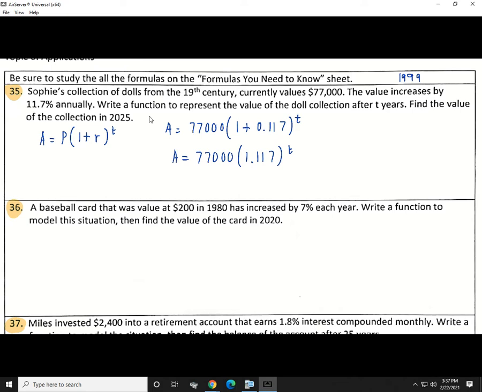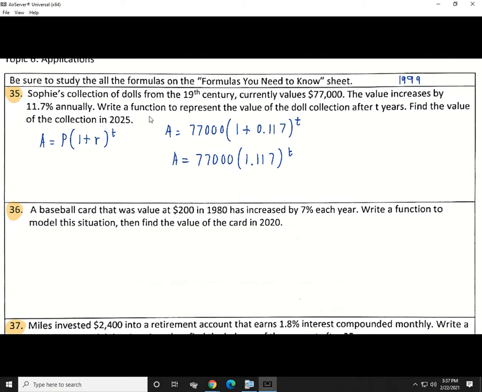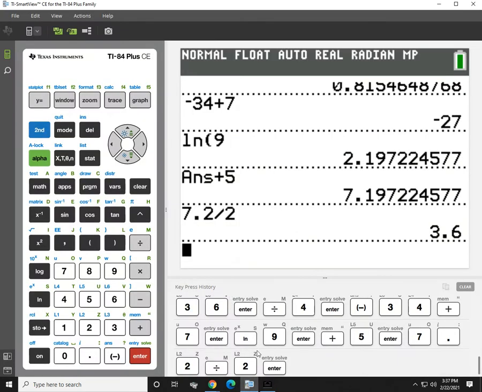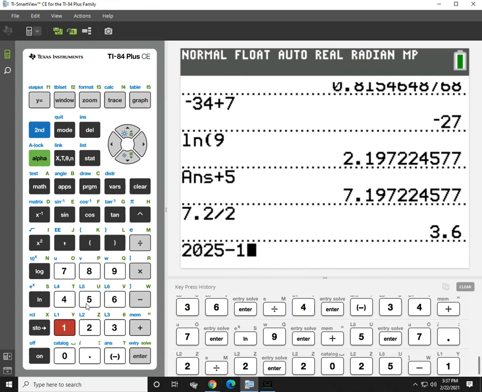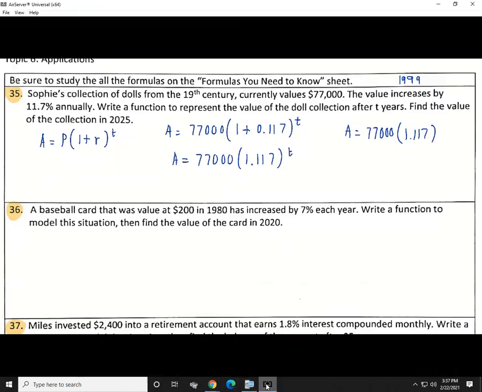That's the equation, okay? Remember, some of these problems, they just want you to solve. Some of them, they want you to write the equation. This one's the equation. Now here's the solve. From 1999 to 2025, how many years is that? So we got 77,000 times 1.117 raised to what? Well, 2025 minus 1999 is 26 years. So we're going to raise this thing to the 26th power.